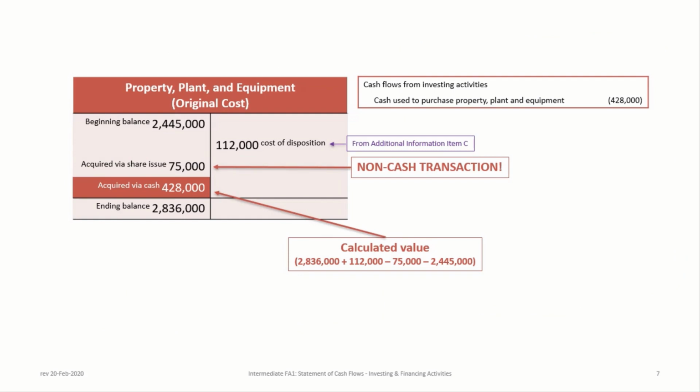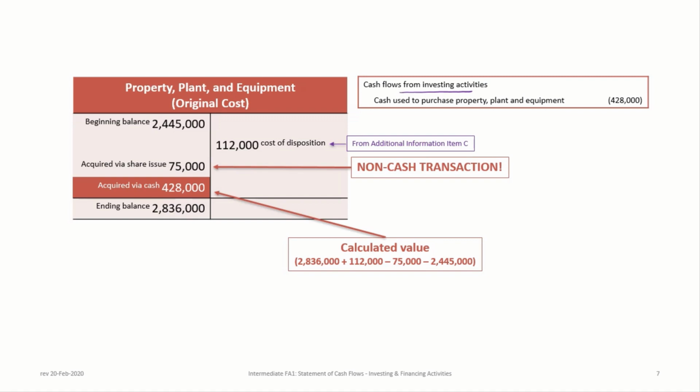Now that we have completed cash flows from operating activities, we proceed to the next section, which is cash flows from investing activities. What we do here is go through the changes in accounts that are in our non-current assets. In our very simple example, we've basically got property, plant, and equipment, and associated with it is accumulated depreciation.